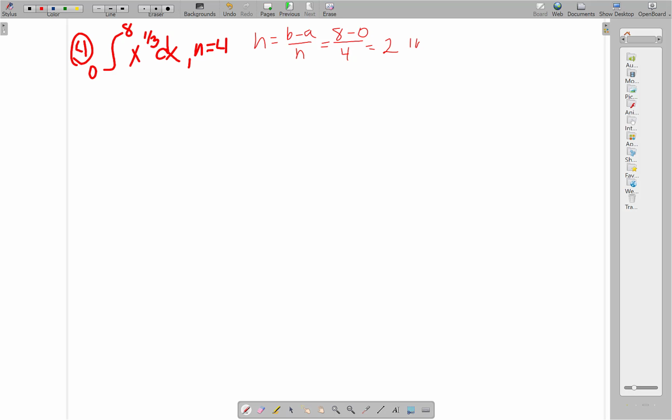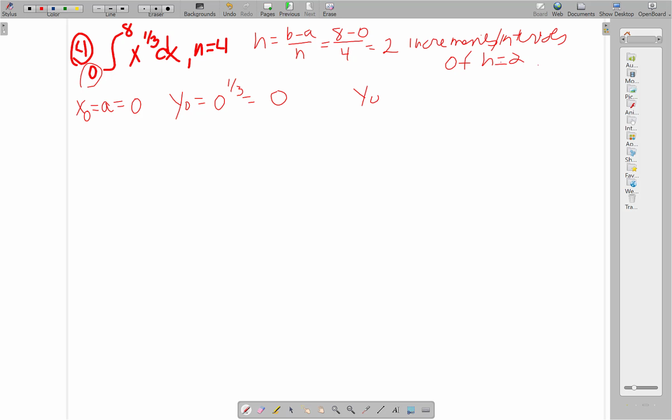So we have increments or intervals of 2. Okay, we start with our lowest value, which is 0, and we know that x of 0 is going to equal a, which equals 0. And we evaluate y0 at 0. So that would give us 0 to the 1/3, which just gives us 0. So y0 equals 0. It's nice to put them over here on the side so when I go to do my formula, I have them all right at hand.